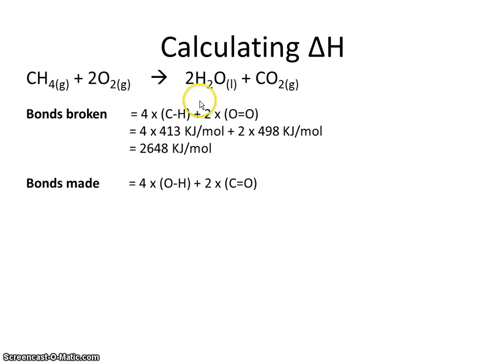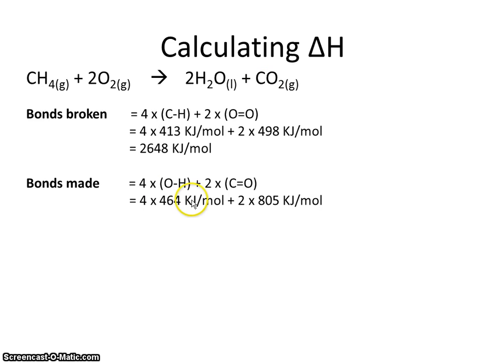When the new bonds are formed, we form 4 oxygen-hydrogen bonds. Remember, there's obviously 2 hydrogen-oxygen bonds in every water molecule, but we have 2 moles of water, so it's a total of 4 moles of oxygen-hydrogen bonds, and we're going to produce 2 CO bonds because in each carbon dioxide there are 2 CO double bonds. So we plug those values in.